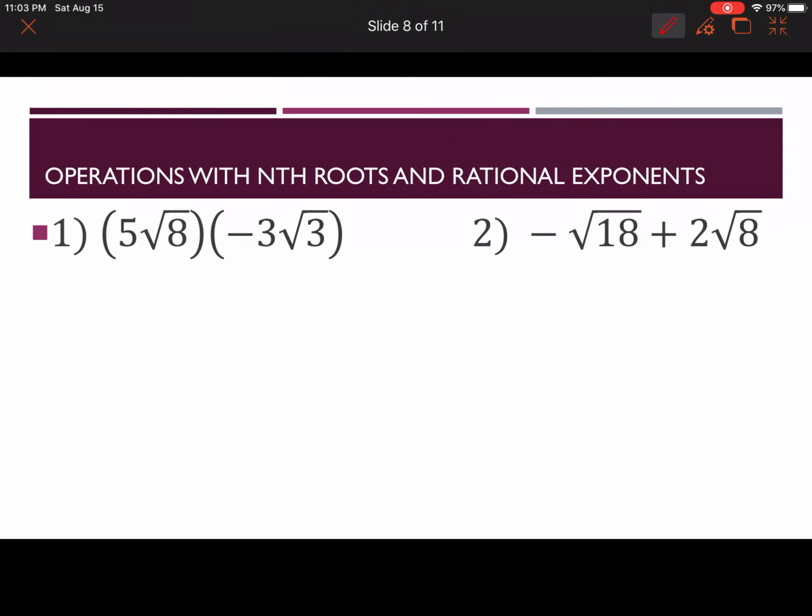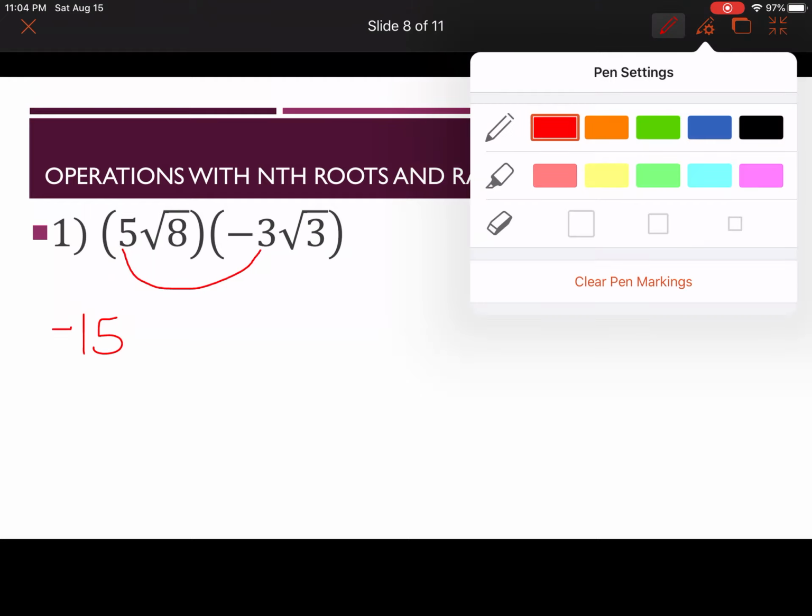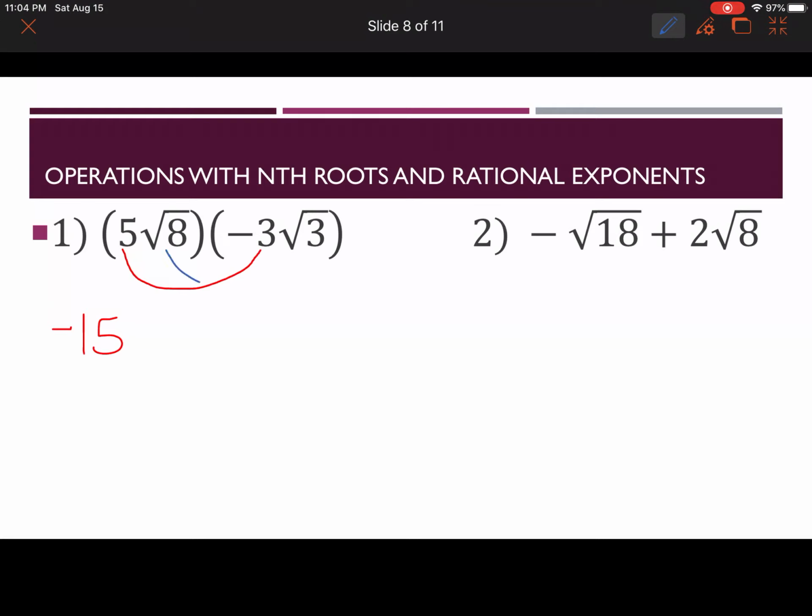So let's do a couple of operations with our roots. Multiplying is quite simple. We multiply our numbers and multiply our roots as long as they have the same index. So for question 1, they're both square roots, so we can multiply. I'm going to start by taking 5 times -3. And then I'm going to multiply the square root of 8 times the square root of 3.